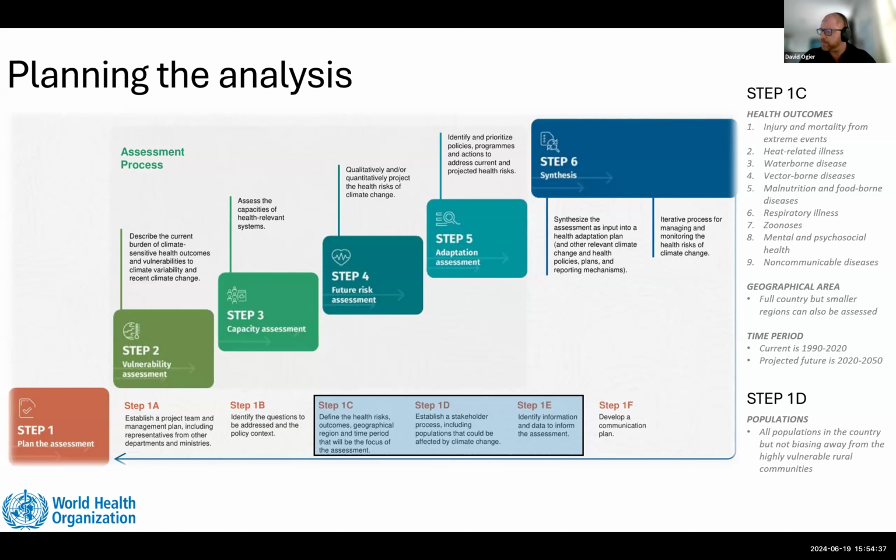Step 1D. Obviously you need to engage the stakeholders, but you also need to make sure that all of your analysis is reflective of the people that you actually want to address. And we'll look at some of the classifications that you can use to make sure that that is indeed the case.